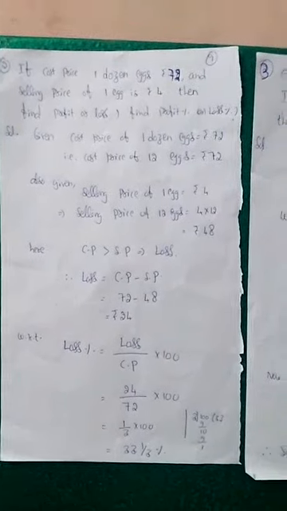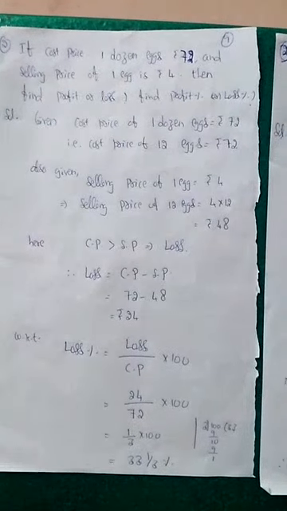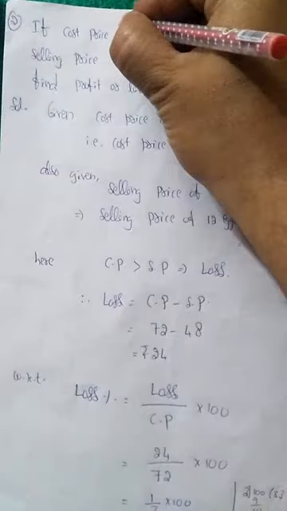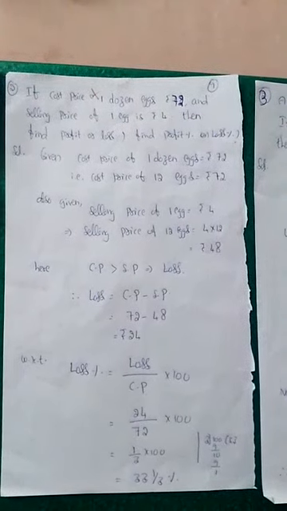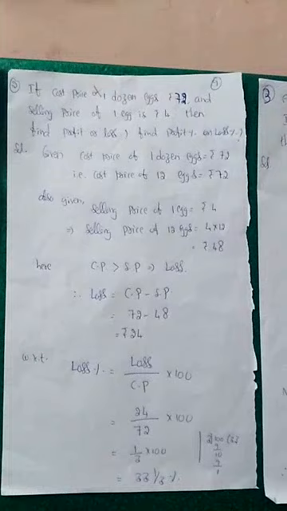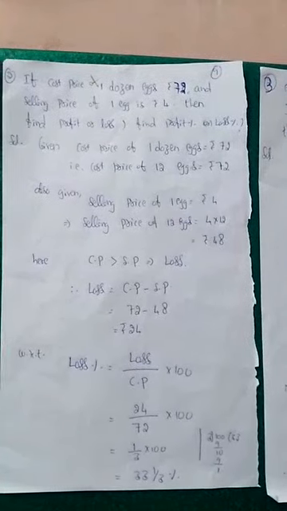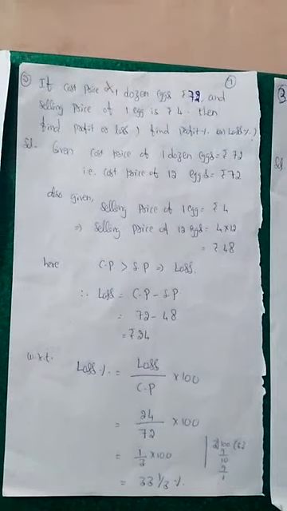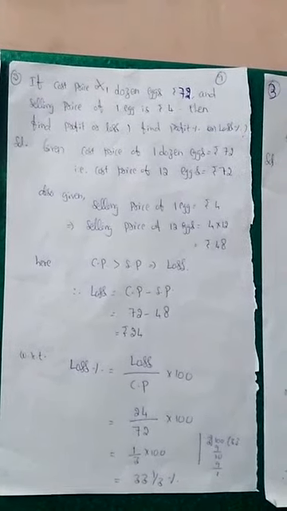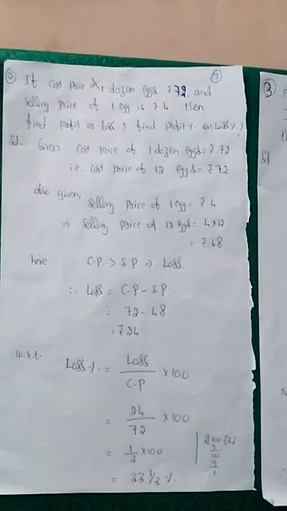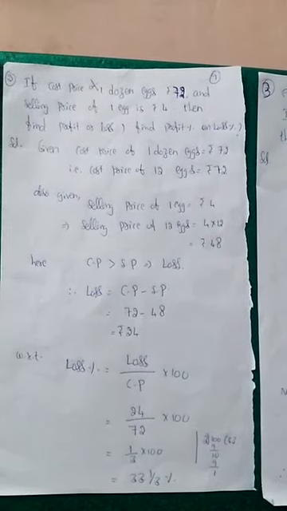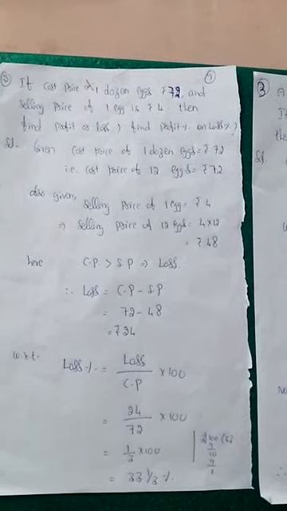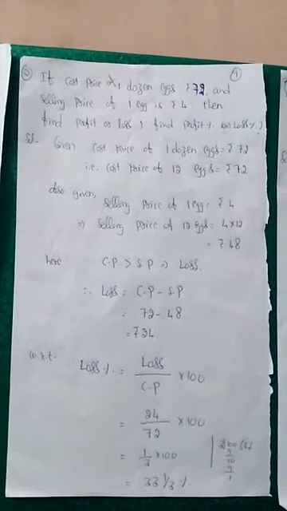Okay, one more problem. Second one. If cost price of 1 dozen eggs is 72 rupees and selling price of 1 egg is 4 rupees. Here selling price of 1 dozen eggs is not given. Cost price of 1 dozen eggs is 72 and selling price of 1 egg is 4 rupees, given. Then find profit or loss. If profit, what is profit percent? If loss, then what is loss percent?